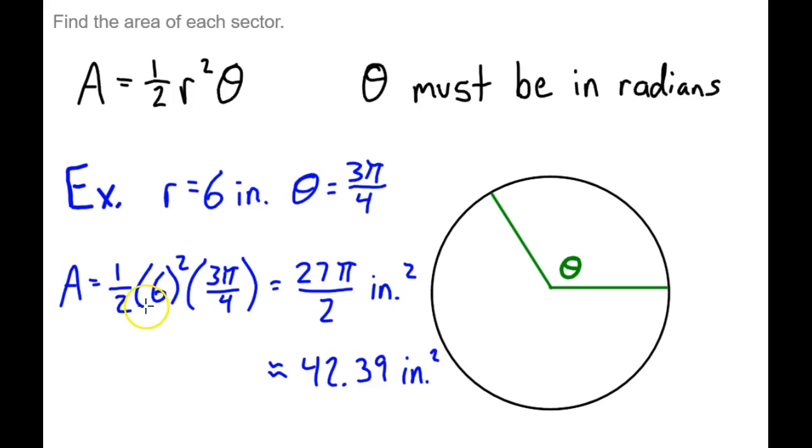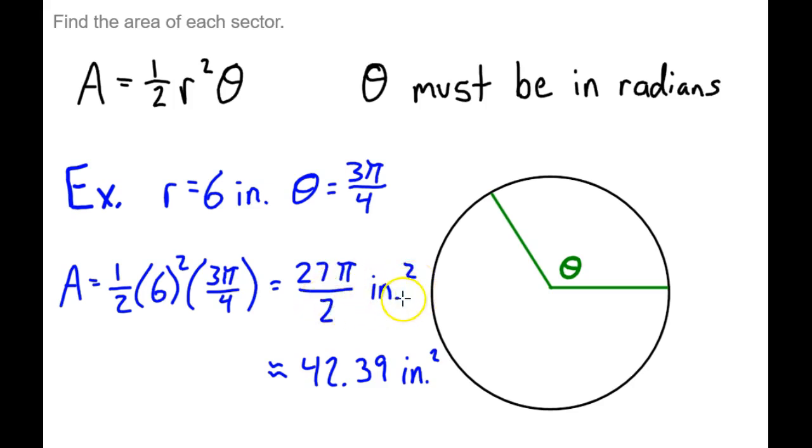So if you simplify, 6 squared is 36, half of 36 is 18. So if you take 18 times 3, you get 54 over 4. 2 goes into each of those, which is where we get 27 pi over 2. So the area of this sector would be 27 pi over 2 inches squared.